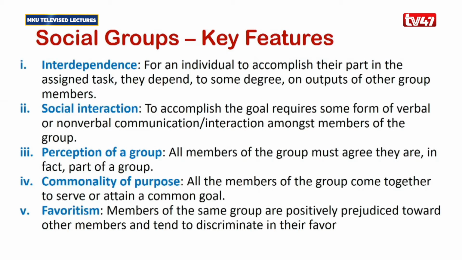So in summary, what are we getting out of these definitions? One is interdependence among members of a group. For an individual to accomplish their part in any assigned task, they depend to some degree on the outputs of other group members. When you are in a group, your success in performing a particular task depends on what other members of the group are doing. So interdependence is critical. Then social interaction: to accomplish the goal requires some form of verbal or non-verbal communication. There must be some communication between members of the group.